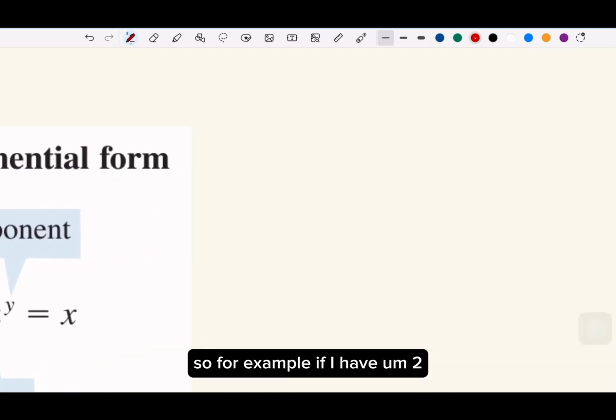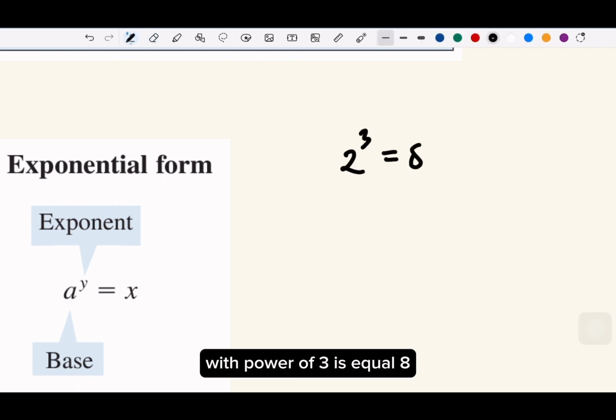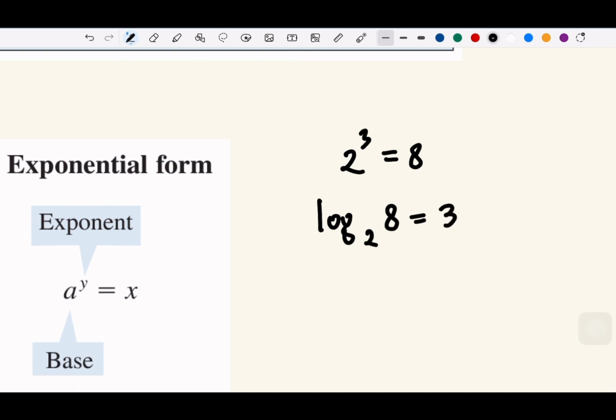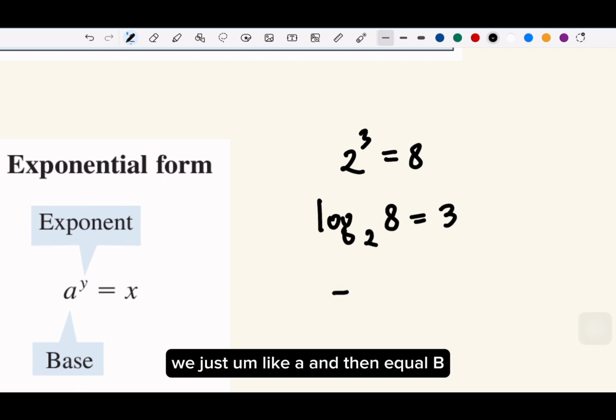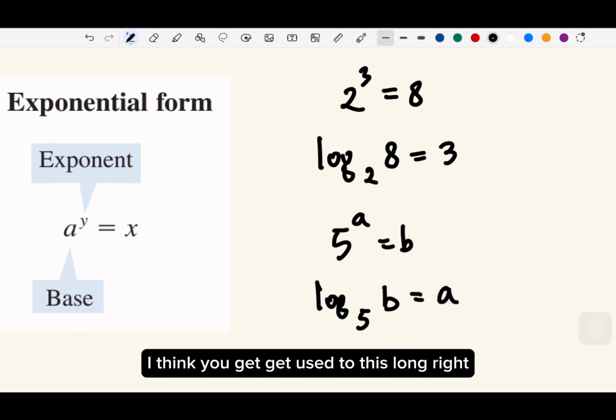So for example, if I have 2 to the power of 3 is equal to 8, we can write this as log base 2 of 8 equal 3. Or maybe just like 5 to the power of a equal b. This means that this is log base 5 of b equal a. I think you get used to this log, right?